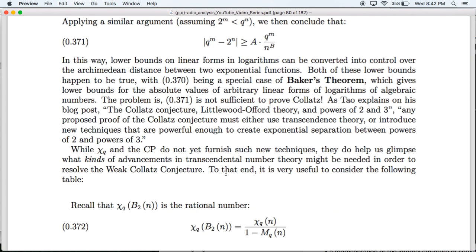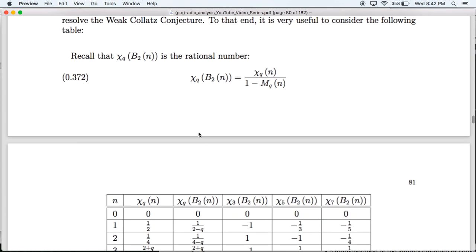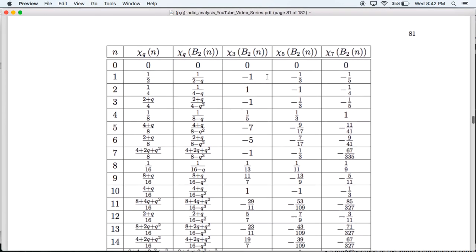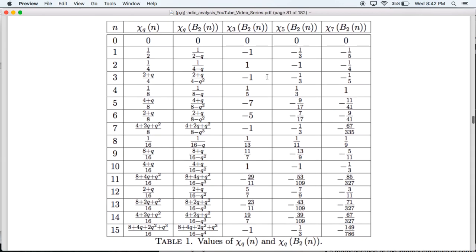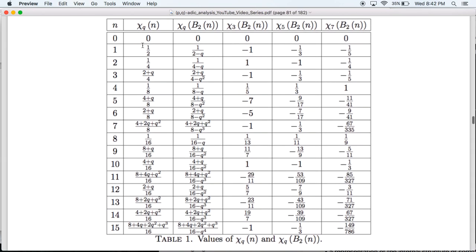To that end, it's very useful to consider the following table, and here we're going to recall that chi-q of B2 of n is this rational number. So let's take a good look at this. What this shows is here we have n, here's the value that chi-q of n takes, here's the value that chi-q takes at B2 of n, and then here's this column for q equals 3, q equals 5, and q equals 7.